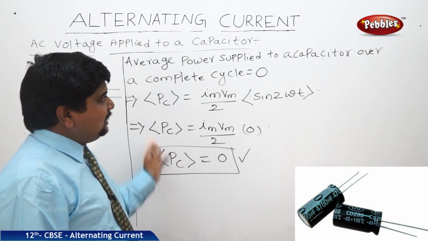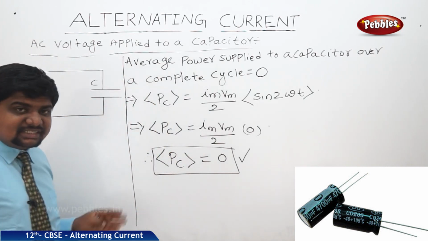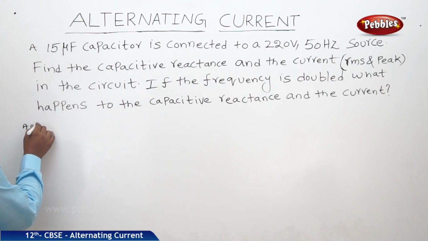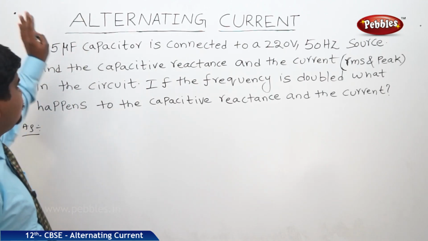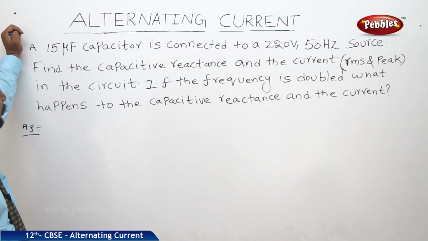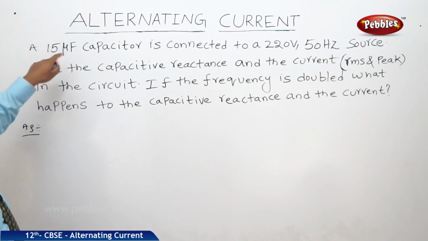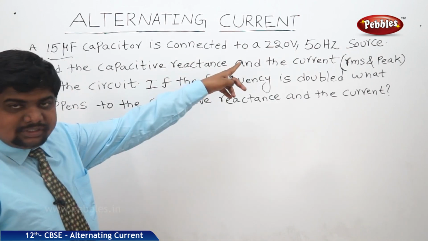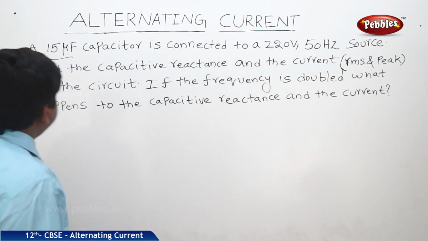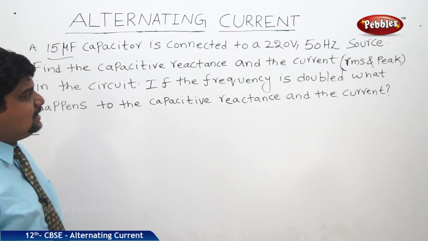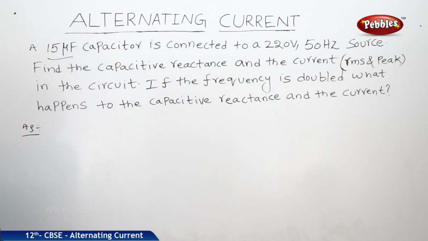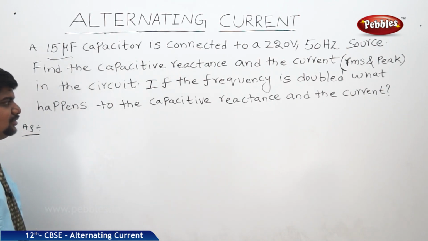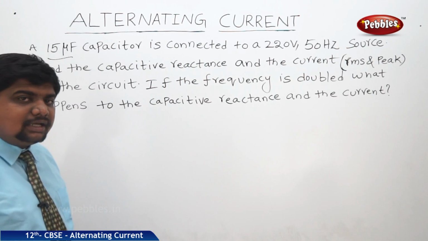Now we will see one problem based on the capacitive reactance. The problem is like this. A 15 microfarad capacitor is connected to a 220 volts and 50 hertz source. Find the capacitive reactance and the current, RMS and peak, both, in the circuit. If the frequency is doubled, what happens to the capacitive reactance and the current?